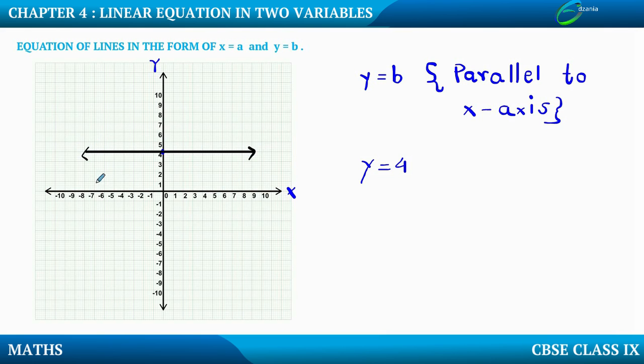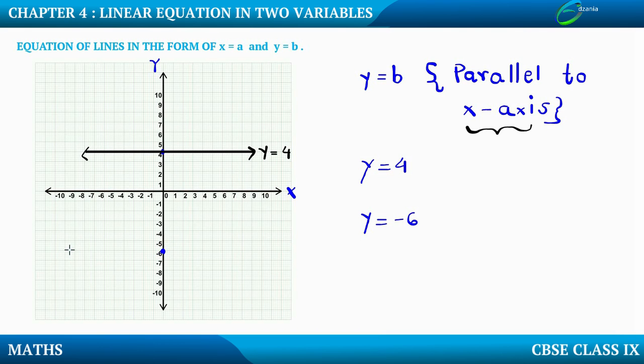Now I can say that this line is parallel to x-axis. You can name this line as y is equal to 4. Let me take one more line. Say I have y is equal to minus 6. Again on y-axis, this is minus 6 over here. We know that this line is going to be parallel to x-axis.